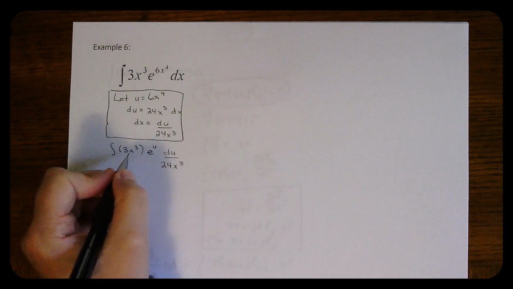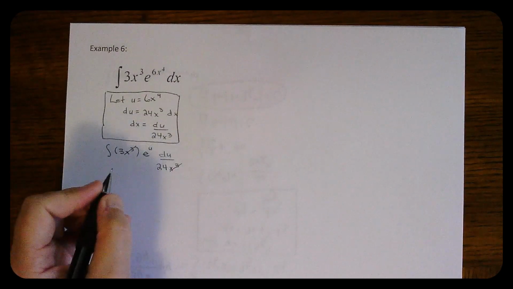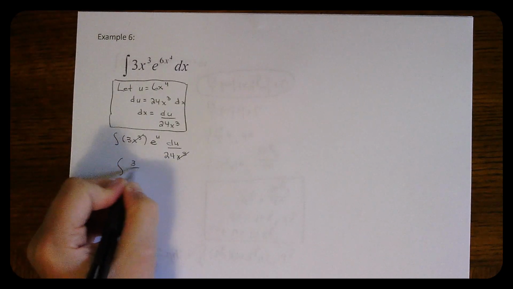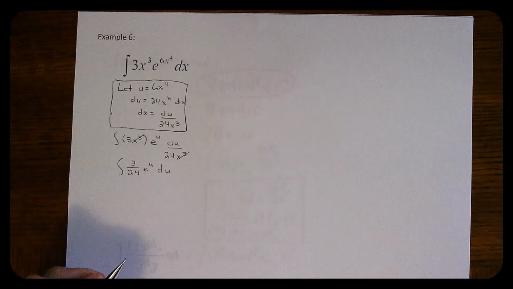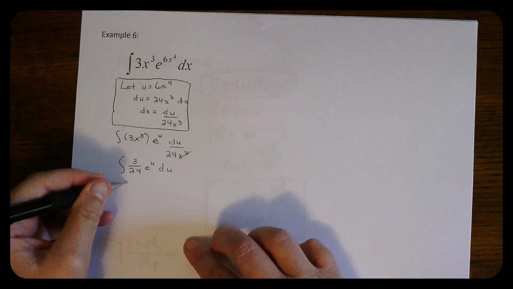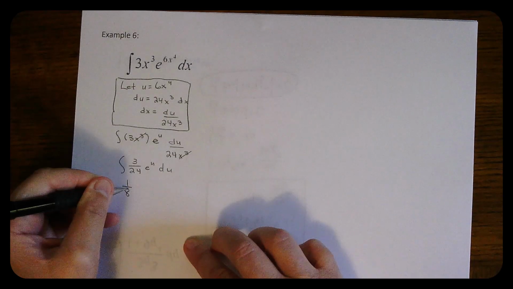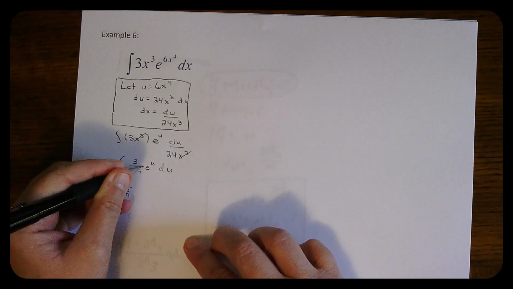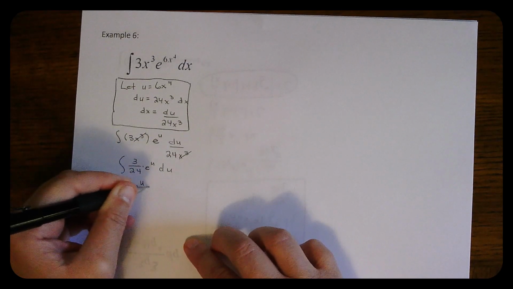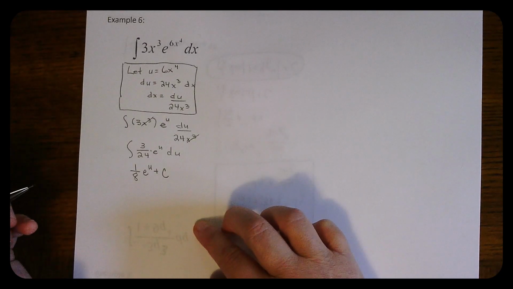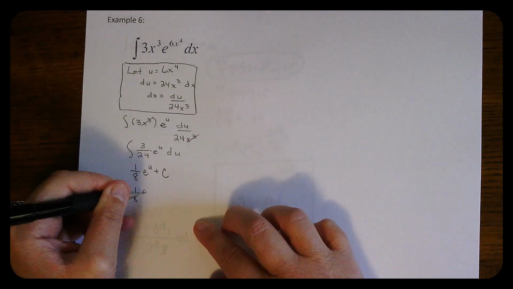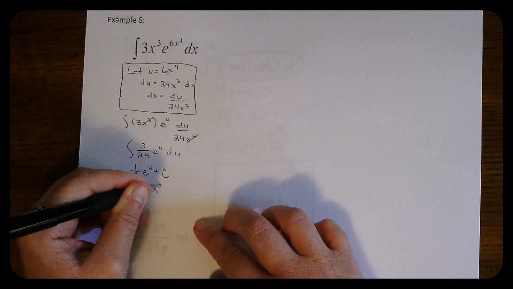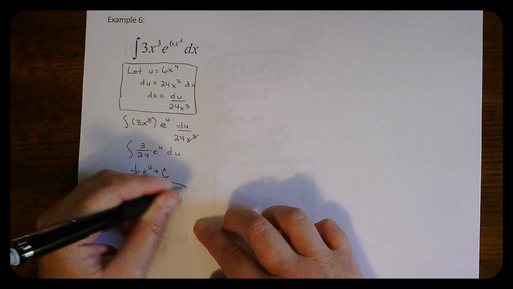We're going to use some algebra. The x cubes divide out, and you get 3 over 24 e to the u du. The constant comes down, and we'll reduce that. That's 1/8. The antiderivative of e to the u is e to the u. So you have 1/8 e to the 6x to the 4th plus c.